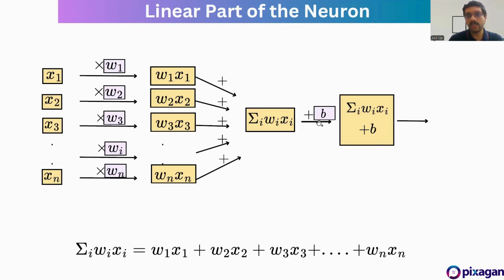What would you do then? There's another parameter of the neuron called the bias of the linear part, right? And so the bias is then added to this sum. So why do we do that? Well, what if all the inputs are zero? Then the sum of wi xi would be zero, right? Because the xi's are zero. So wi xi is zero, so the sum of that is zero.